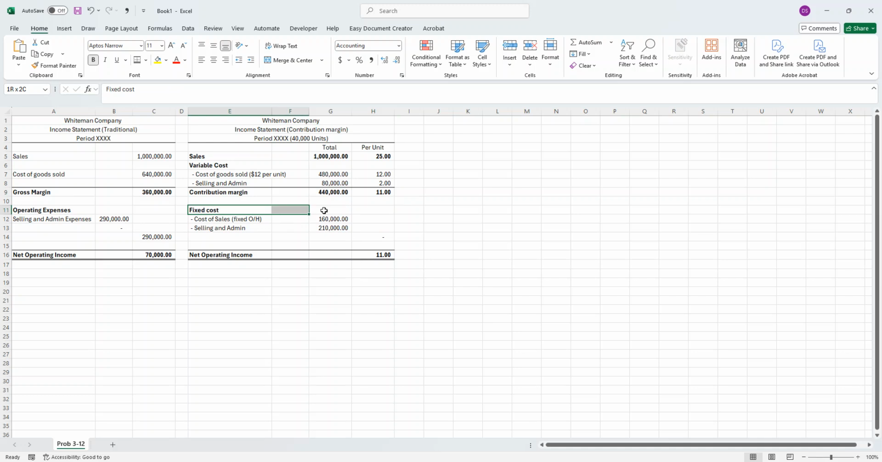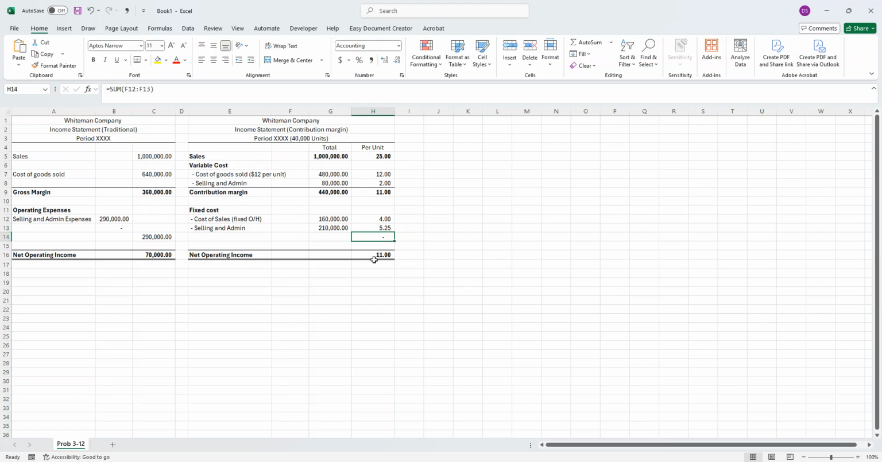Then the next part is my fixed cost. The fixed cost never changes, so these amounts are going to remain the same regardless of how many units we sell. So just to get the per unit for the company, we'll take that divided by 40,000. Okay, and that's $4 per unit, and then this one we'll take 210,000 divided by 40,000 as well, and that is $5.25.